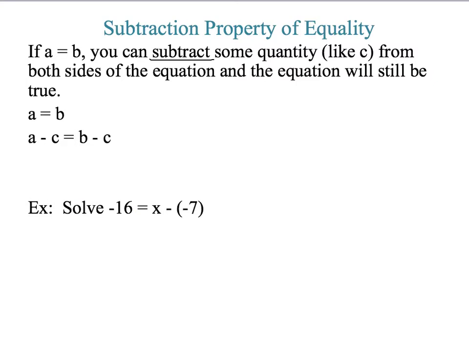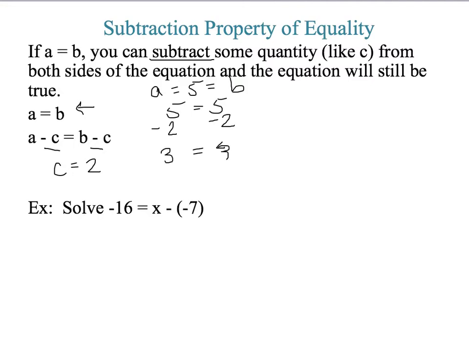So just like before we have A equals B, we can use the same numbers for A and B, so A equals 5, which also equals B, so we start out with 5 equals 5, which is A equals B, and then you can subtract some number from both sides and it'll be the same. Let's say C is equal to 2. So we can do minus 2 from this side and minus 2 from this side. 5 minus 2 is 3, and 5 minus 2 is 3. So we know that the subtraction property of equality works too.